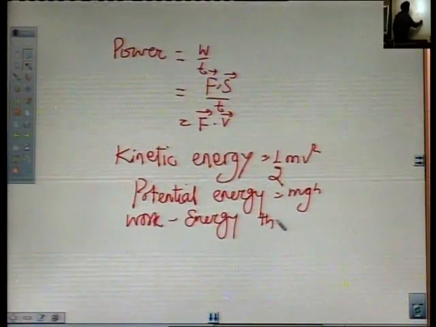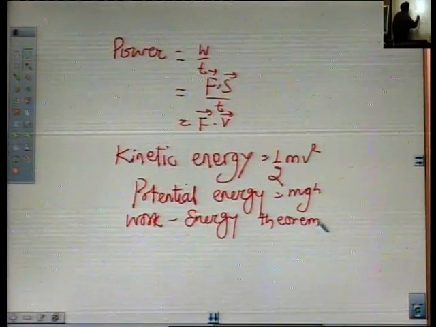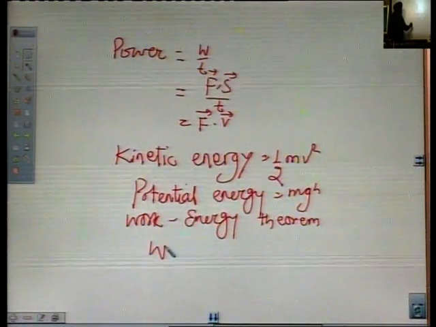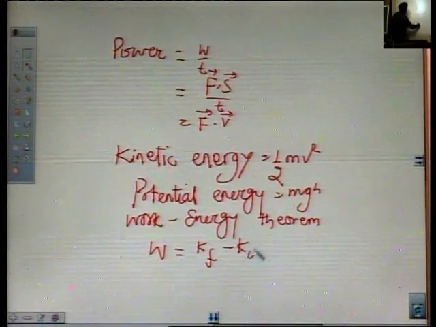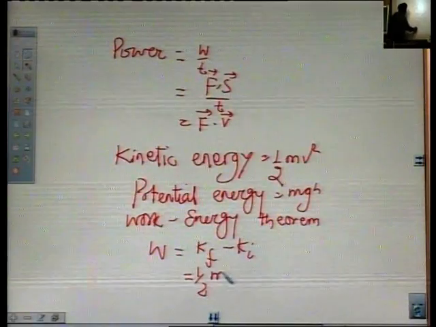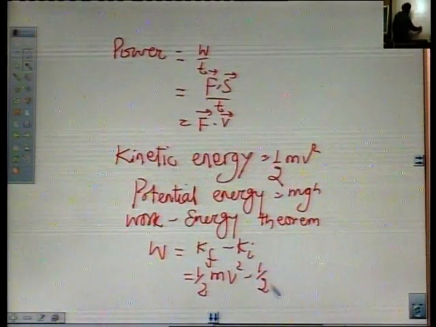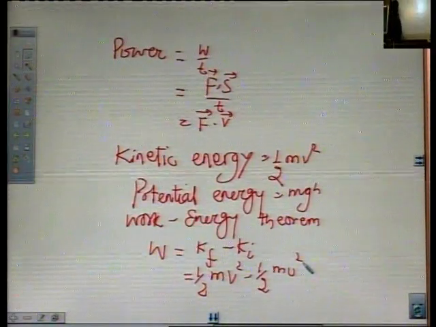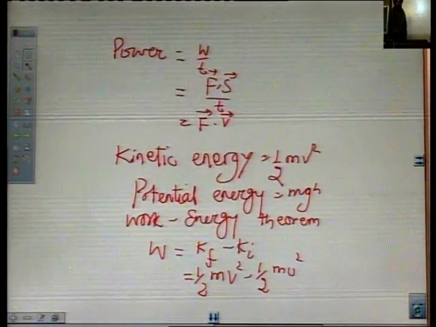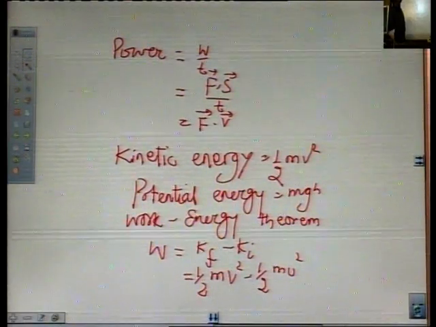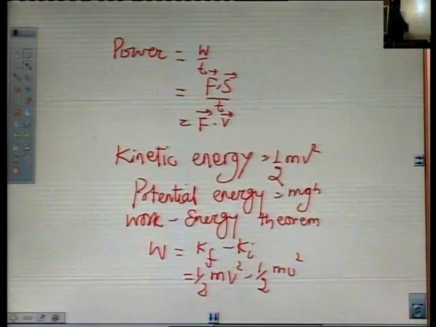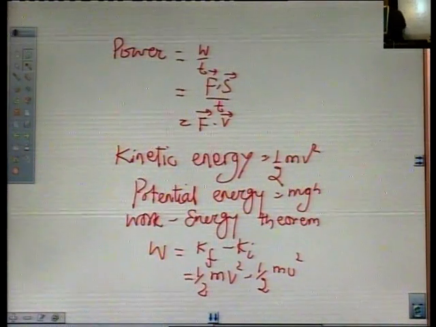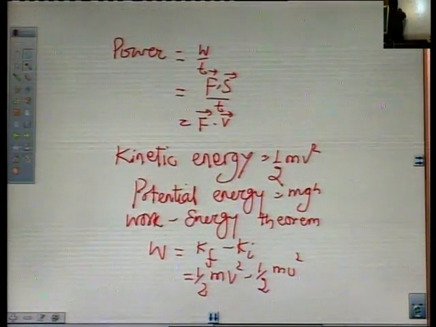Work energy theorem gives that work done by a force on a body will be equal to the change in kinetic energy of the body, half mv square minus half mu square, where v is the final velocity and u is the initial velocity. So, these are the formulae that we will come across while doing the numericals on work power energy. Let us take up the first numerical.